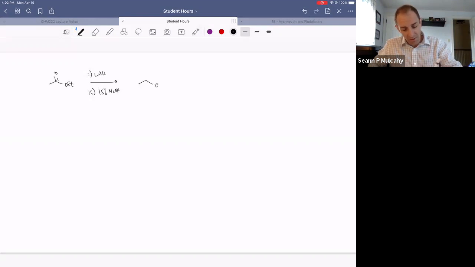So what you get out of this reaction is actually 2 molecules of ethanol. One molecule of ethanol is going to come from here. The other molecule of ethanol is going to come from here. Okay, so how does that work? Well, the first thing that's going to happen is we're going to get a nucleophilic acyl substitution. And so we have aluminum hydride, which looks like this.